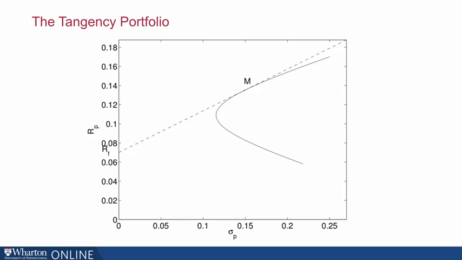Now notice that the line connecting the risk-free rate to M, which is tangent to the risky asset frontier, dominates every other point in the space. So for every point in the space, you can do better, however much risk you want to be on that line. And that is the result for which Markowitz won the Nobel Prize.